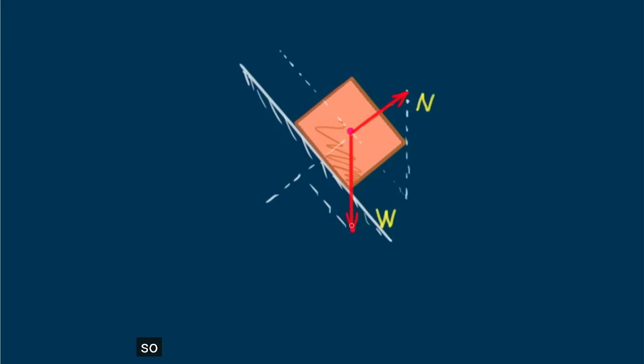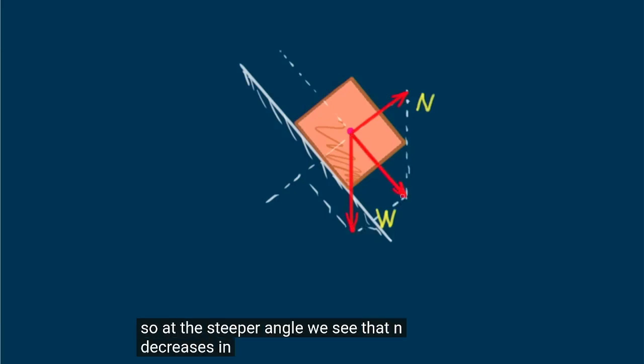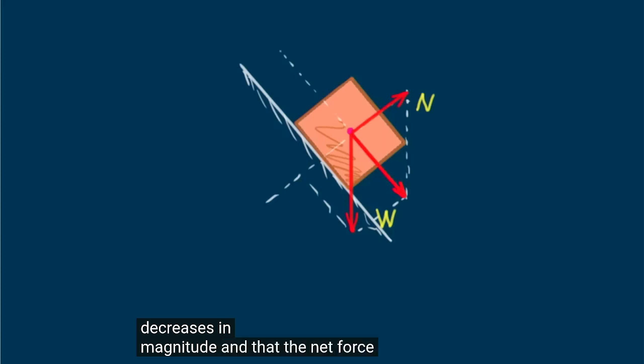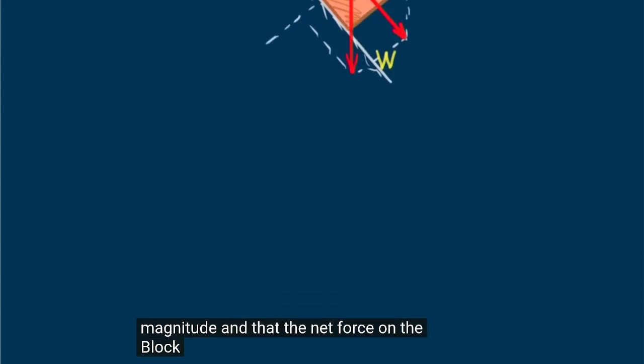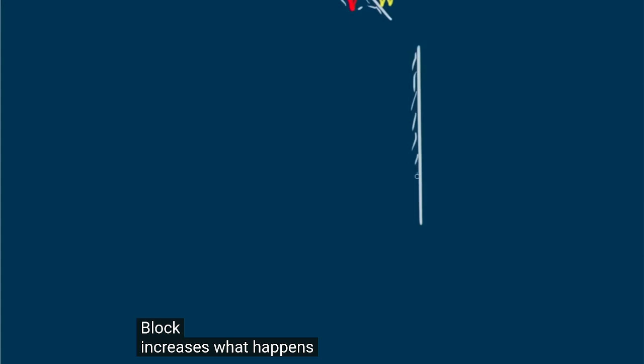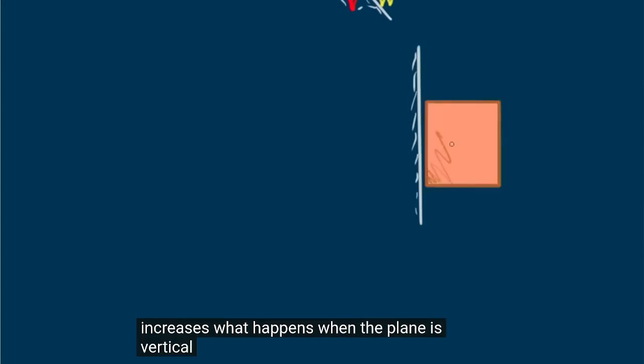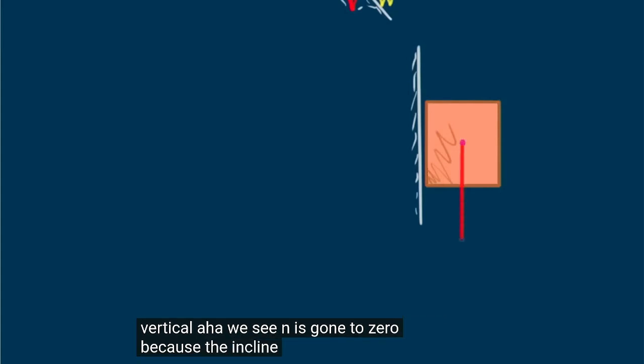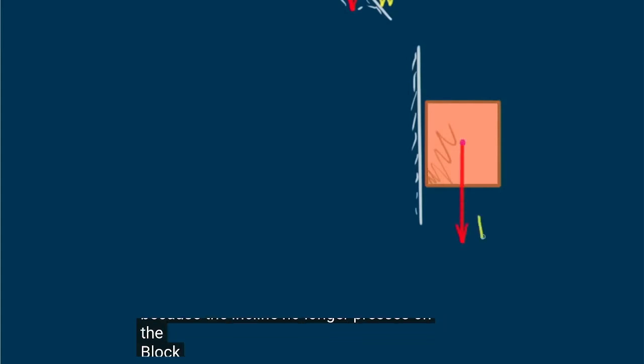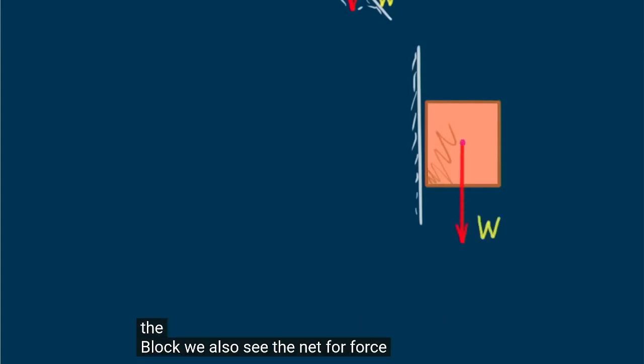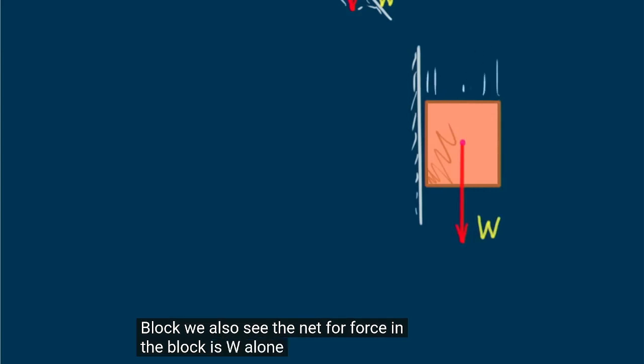At the steeper angle, we see that N decreases in magnitude and that the net force on the block increases. What happens when the plane is vertical? Aha! We see N has gone to zero because the incline no longer presses on the block. We also see the net force on the block is W alone. And the acceleration? It's g, the acceleration of free fall.